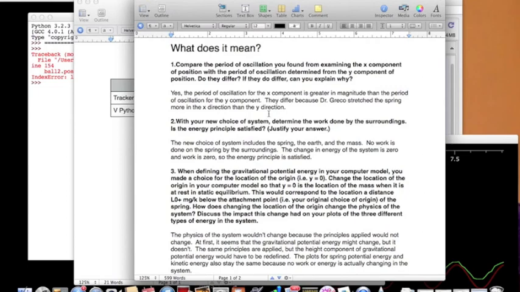The physics of the system would not change because the principles applied wouldn't change. At first, it seems that the gravitational potential energy might change, but it doesn't. The same principles are applied, but the height component of gravitational potential energy would have to be redefined. The plots for spring potential energy and kinetic energy would also stay the same because no work or energy is actually changing in the system.